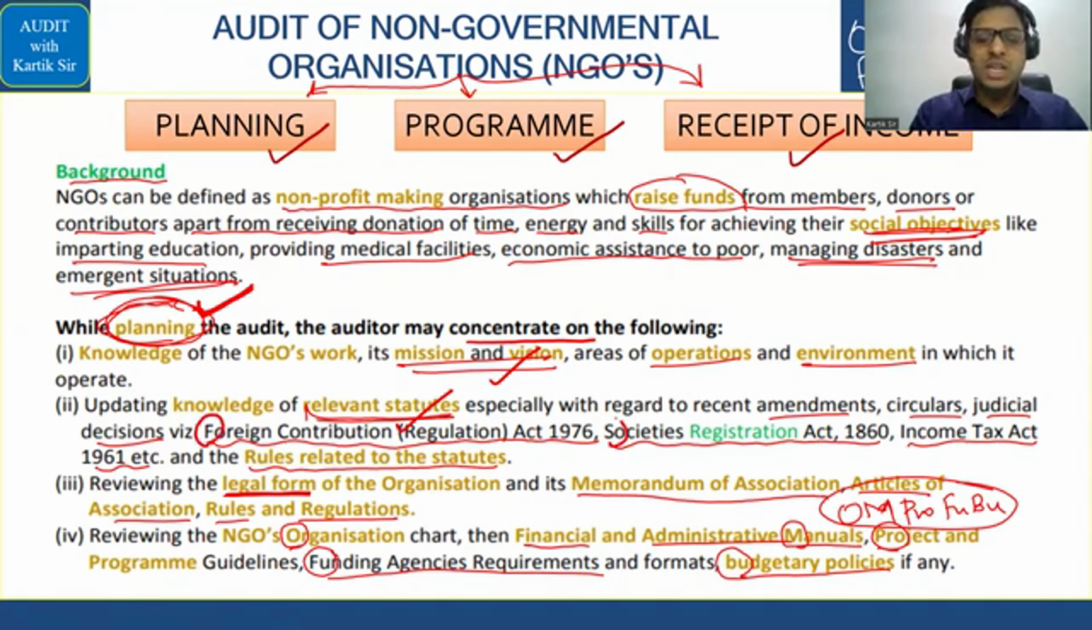1976, Societies Registration Act 1890, then you had Income Tax Act 1961, and finally rules related to the statutes. In your notes you had written it as FISR. So you must be remembering, there it is written: Foreign Contribution Regulation 1976, Society Registration Act, Income Tax Act, and rules related to the statute.